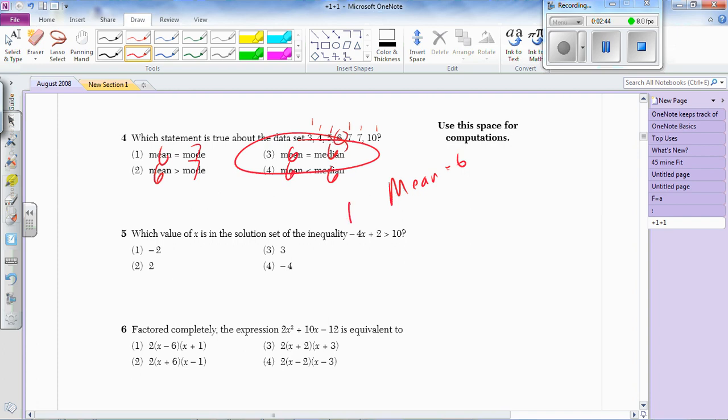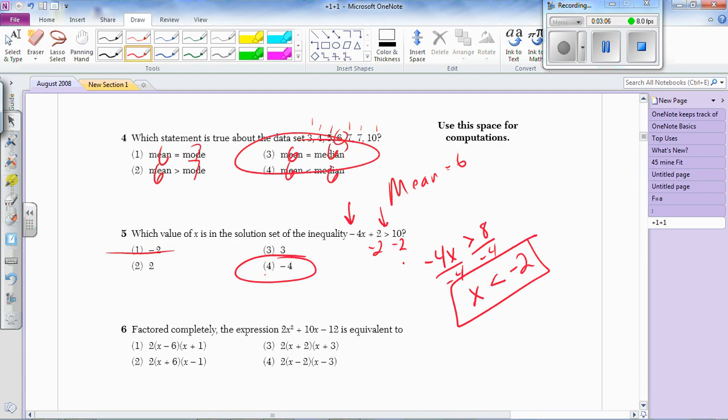Alright, as soon as I see this negative with an inequality, I hope in your mind you're thinking, oh yeah, you got to remember to flip the sign. So bring the 2 over, and I get negative 4x greater than 8. Divide by negative 4, divide by negative 4, and you get x less than negative 2. Be careful. Less than negative 2 does not mean it's equal to negative 2. The answer is choice 4. Don't fall for silly stuff.